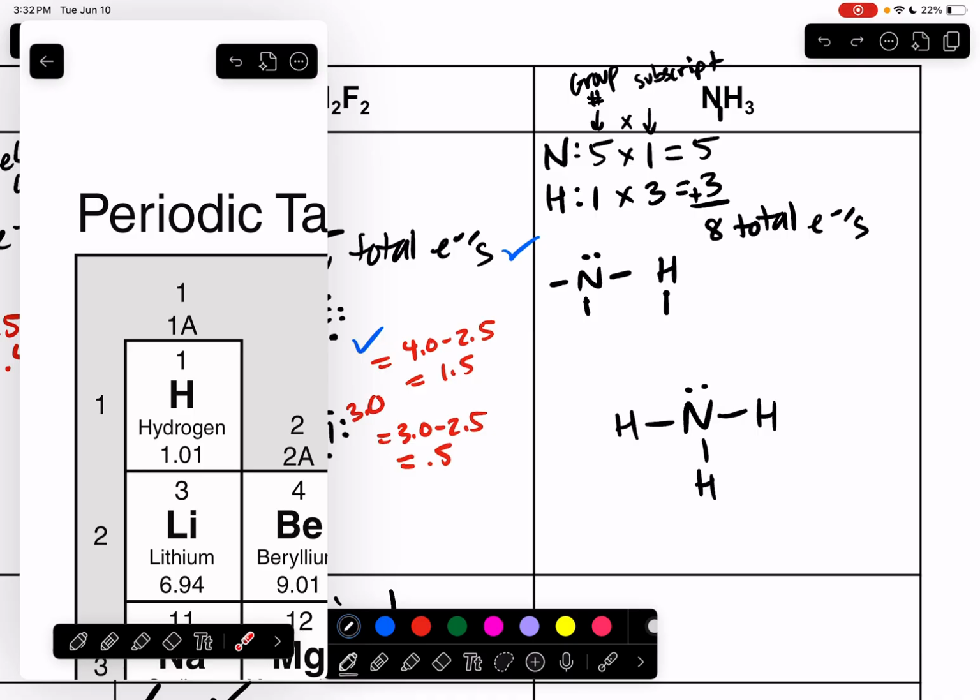Now what I'm going to do is double check my work. So if this is correct, we should have only 8 total electrons, and then each atom can only make this number of bonds. So if we count, we have 2, 4, 6, 8. So that's good. That checks out. If we look at the bonds, nitrogen is only making 1, 2, 3 bonds, which is good, and each hydrogen is only making 1 bond. So both are correct. So this is my structure.